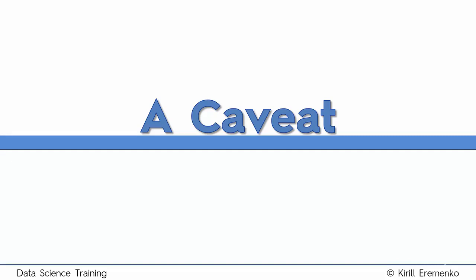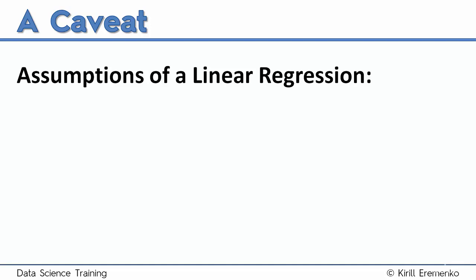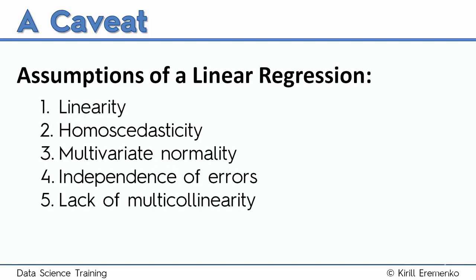Before we dive into this section, I wanted to give you a quick heads up that there's a caveat around everything that we're doing with linear regressions. Linear regressions have assumptions, and the assumptions are listed below: linearity, homoscedasticity, multivariate normality, independence of errors, and lack of multicollinearity. Before building a linear regression model, you need to check that these assumptions are true. And then you can only proceed and be sure that you're building a good linear regression model.